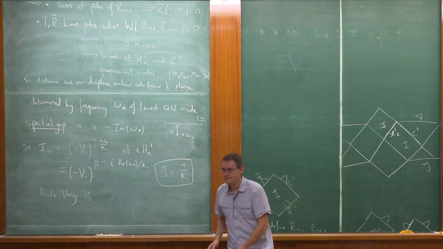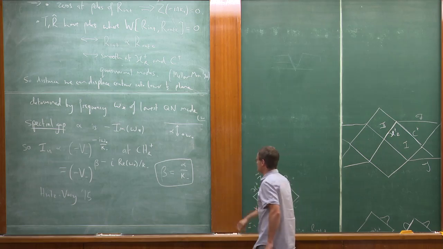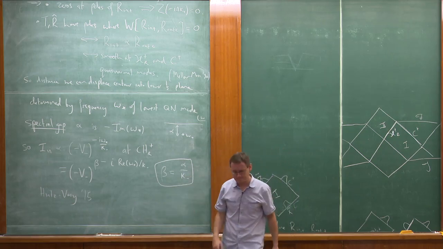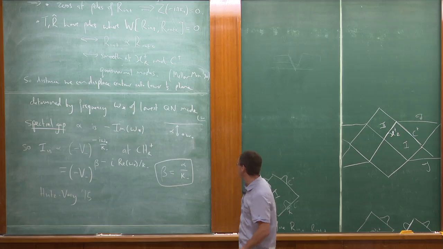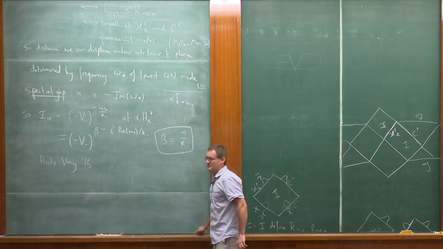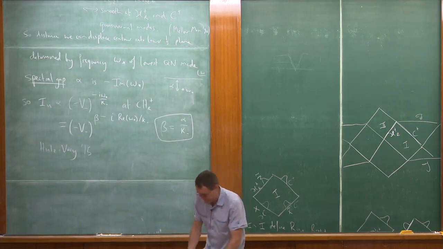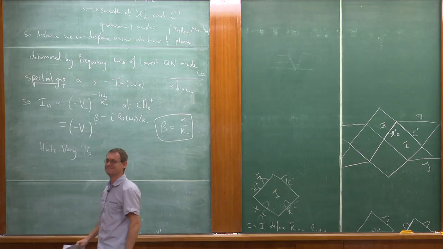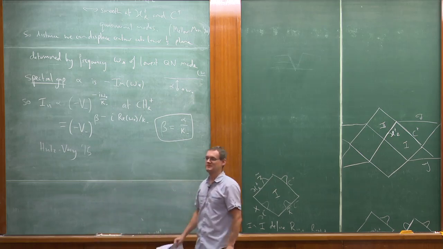Sorry, kappa minus is kappa what? Kappa minus is the surface gravity of the Cauchy horizon. Okay, good. Is there no simple formula for it? No, it has to be determined numerically.